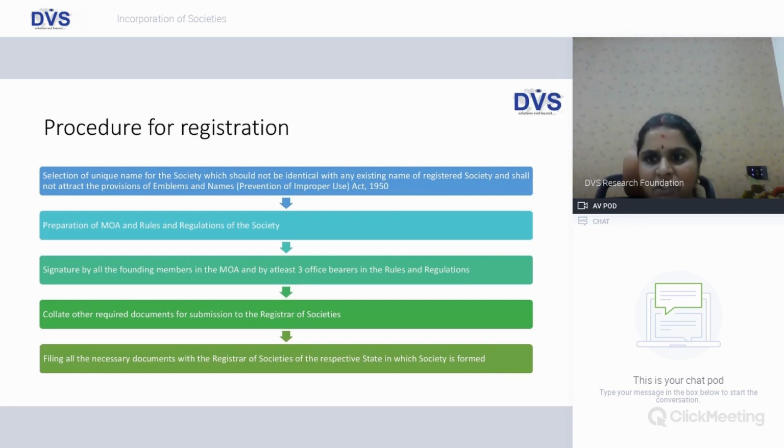The procedure for registration is very simple, unlike your other forms of organization. So you shall ensure that the name you have selected is unique, and it shall not be identical with any existing name and shall not attract the provisions of the Emblems and Names (Prevention of Improper Use) Act 1950, like any other form of business organization.